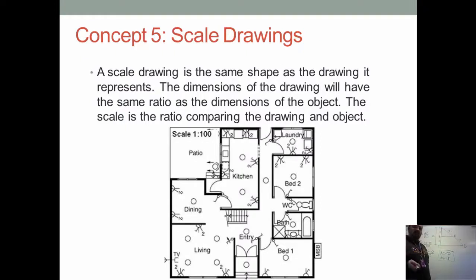The dimensions of the drawing will have the same proportions as the actual object. The ratio will be consistent. We make it to scale. And the scale that I'm talking about here is the ratio comparing the drawing to the object. In this picture, it says a scale of 1 to 100. That means for every single inch on this drawing, there's 100 inches on the actual building, it's 100 times the size. So whatever the width is for bedroom number 2 or the kitchen, the width is 100 times bigger.